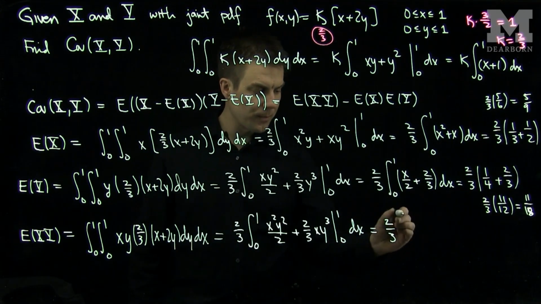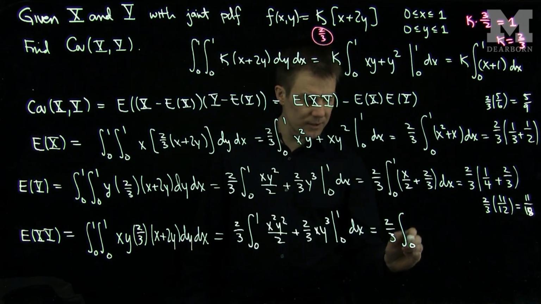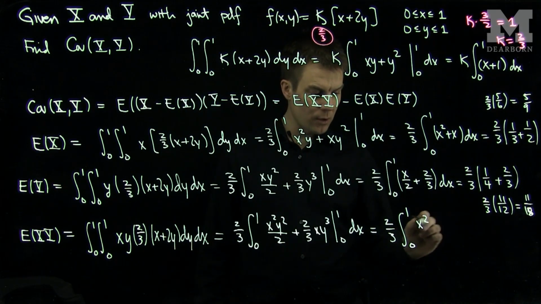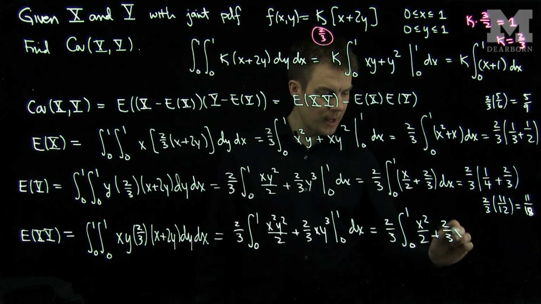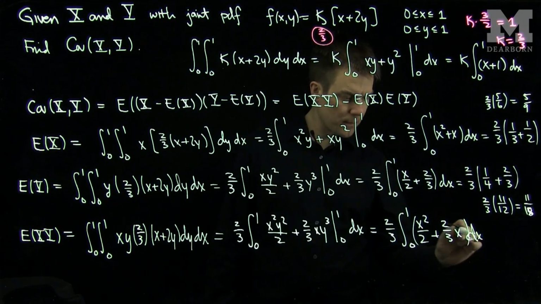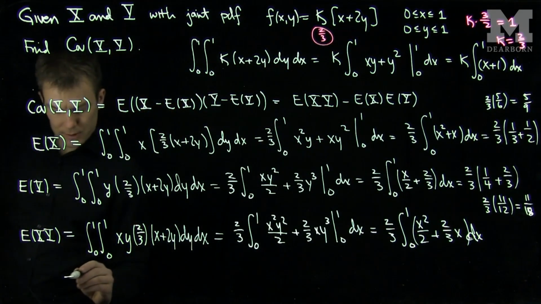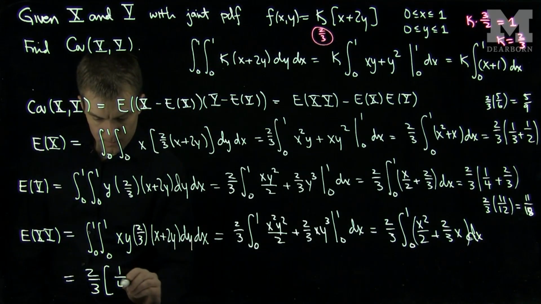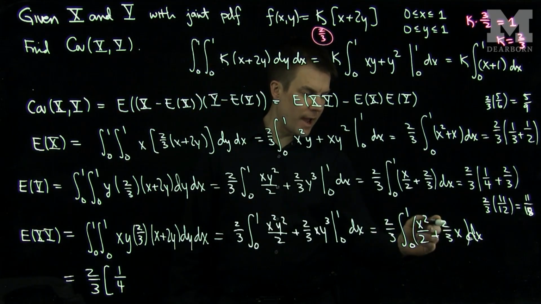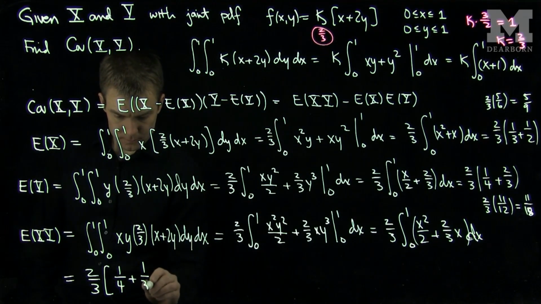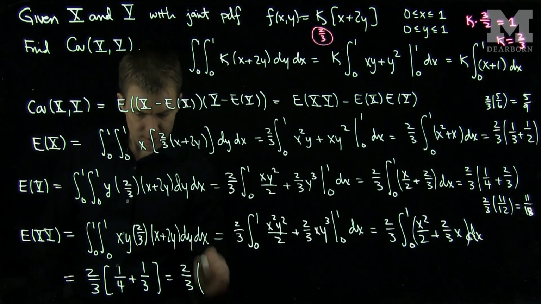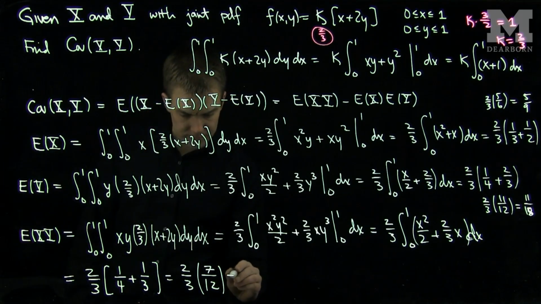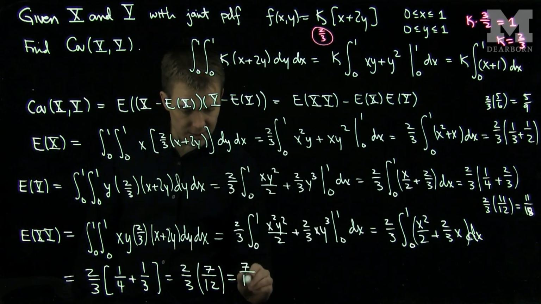And so this is 2/3 the integral from 0 to 1 of x squared over 2 plus 2/3 x dx. And so continuing this calculation, this is 2/3. And then this x squared over 2 will integrate to a quarter. This will integrate to a half, so this will integrate to 1/3. So this is 2/3 times 7 over 12. So that will be a 7 over 18.